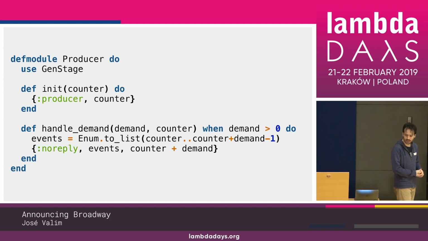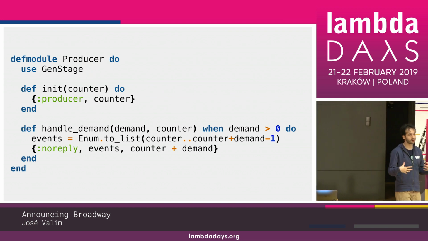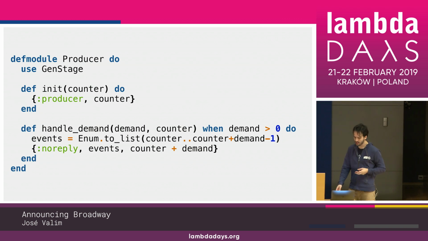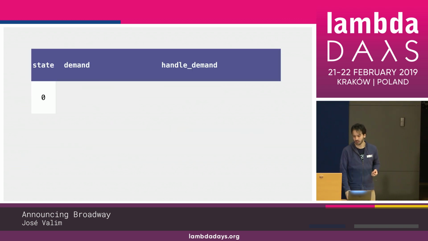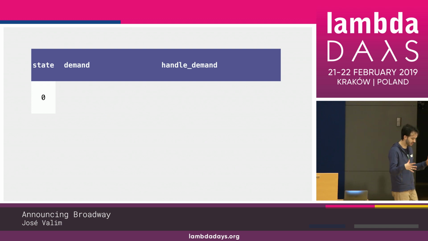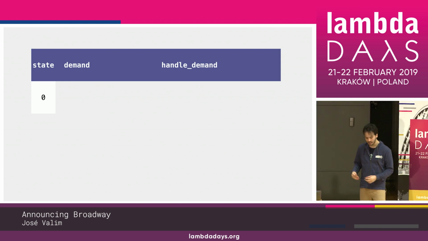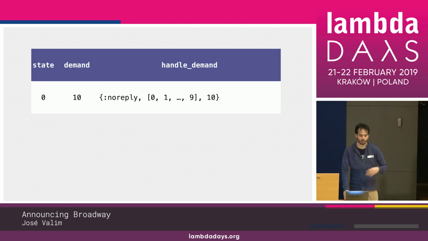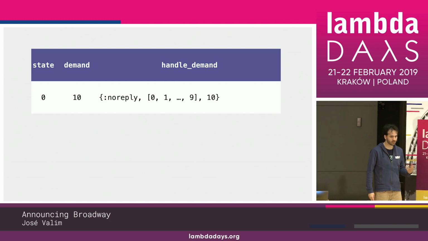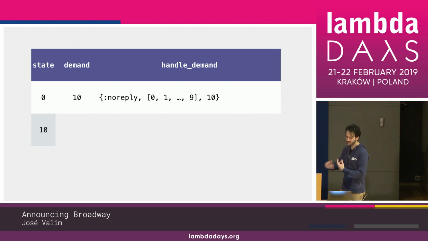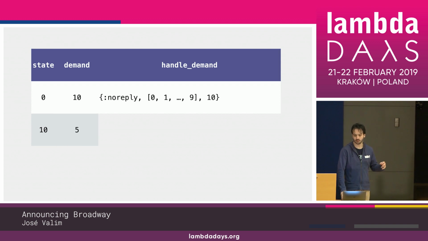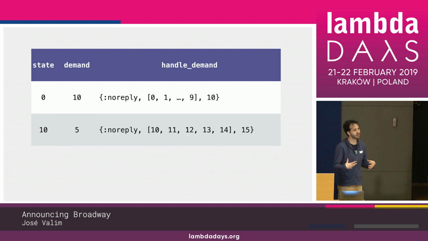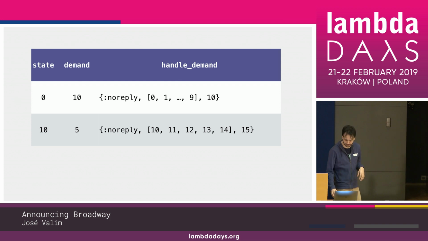Imagine, for example, that you start with the state with the counter of 0, and somebody says, hey, give me 10 events, right? So that function, handle demand, is going to return something like no reply, a list with 10 events from 0 to 9, and say, and now my state's 10. And now the next time somebody asks for 5 events, we are going to continue from where we stopped. We are going to emit 10, 11, 12, 13, 14, right? Then we'll update the state to 15, and so on, and so on. That's it. That's all you have to do to implement this very simple producer.